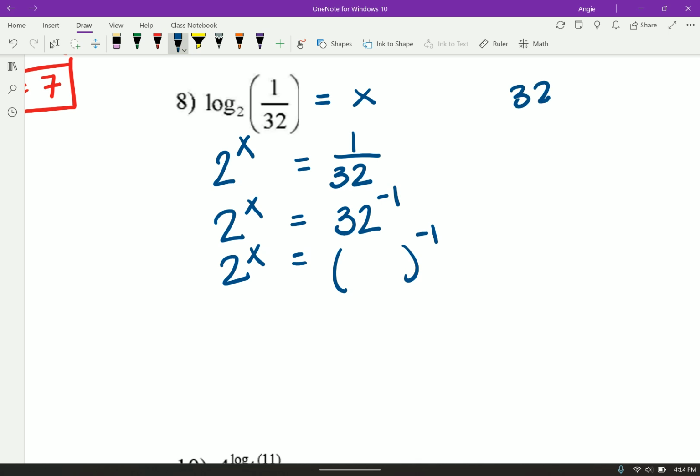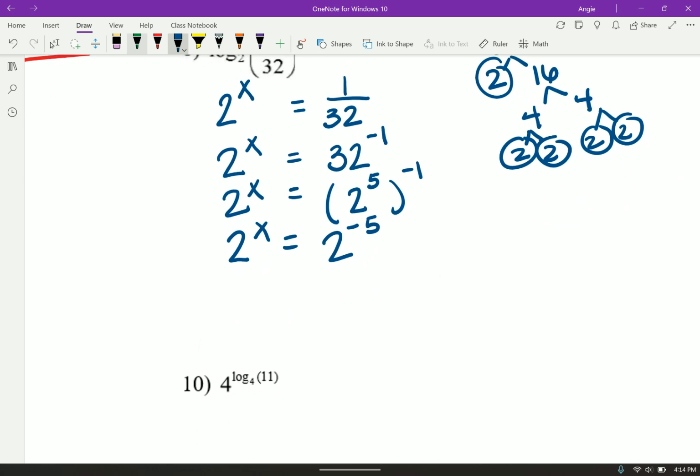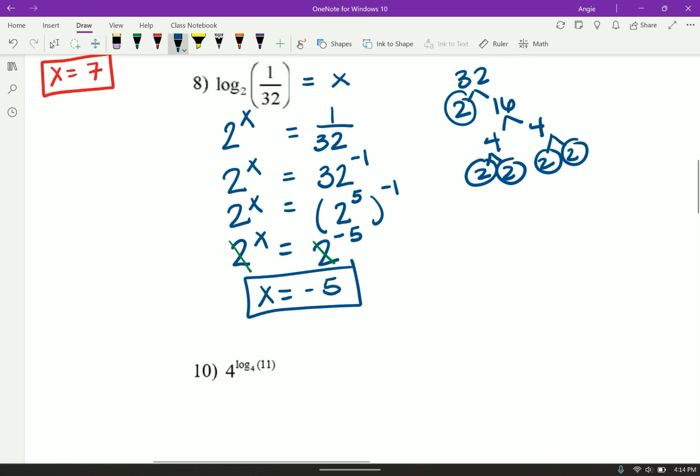So 32, it's an even number, so we can start with 2 times 16. 16 is 4 times 4, hence you can see that. And a lot of you already know that 32, we have 5 2's in there, okay? So 2 to the 5th. Power to the power, students, we can multiply the exponent. So that's going to be 2 to the negative 5. Hence, the bases are exactly the same, so we can just drop those. Your answer is going to be x equals negative 5. Now, if you don't like to use x, it's okay. Use a w, use a box, okay? So your final answer is x equals negative 5 or just simply negative 5.